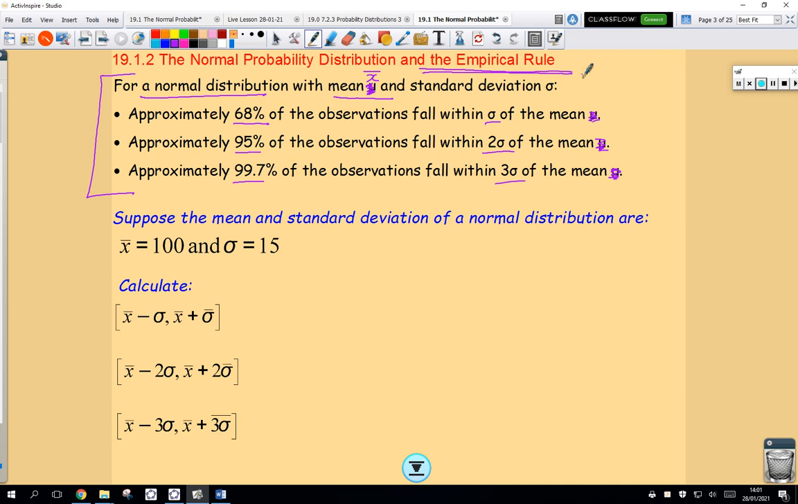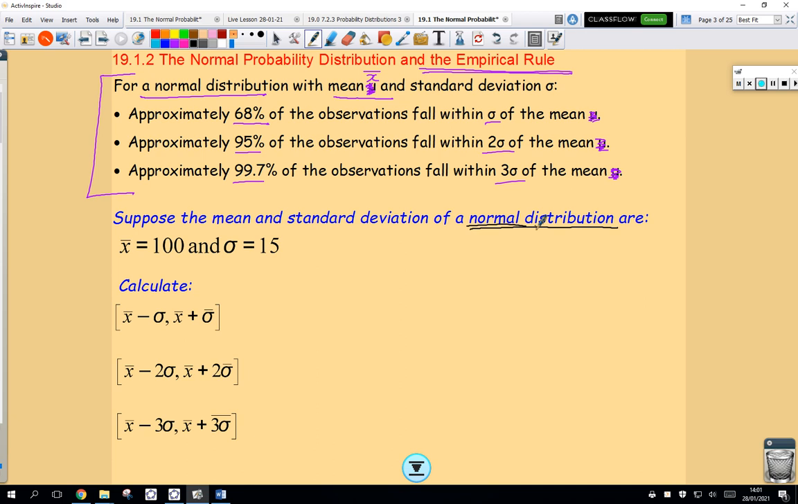Okay, so we're going to just look at a few things based around a fairly standard question. I'm going to just use these two tools. So this says the mean of a sample is 100 and the standard deviation is 15, and it says suppose these are the mean and standard deviation of a normal distribution. It's very important that we're talking about a normal distribution. Not all distributions are normal.